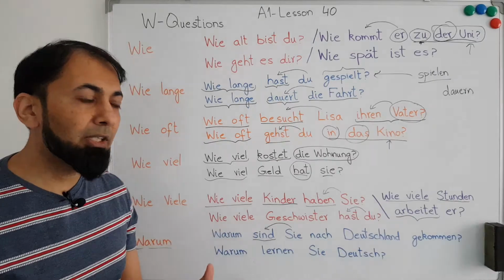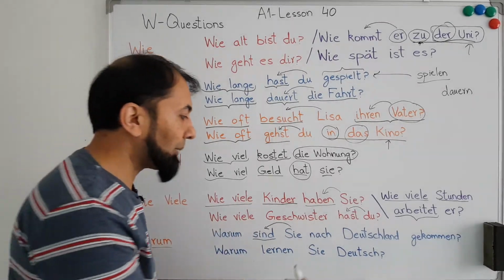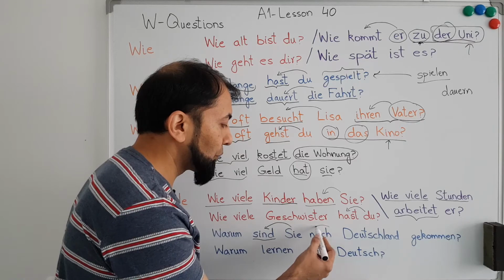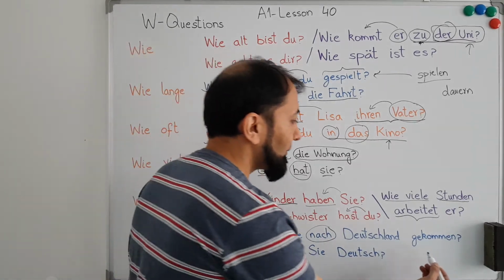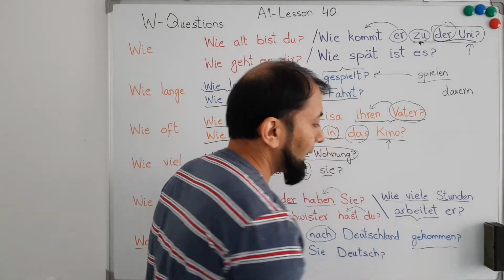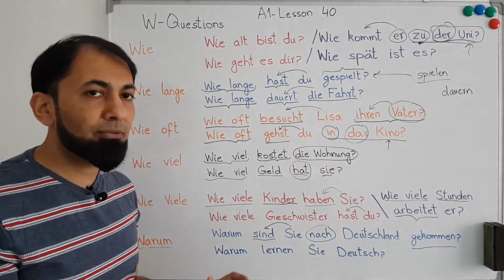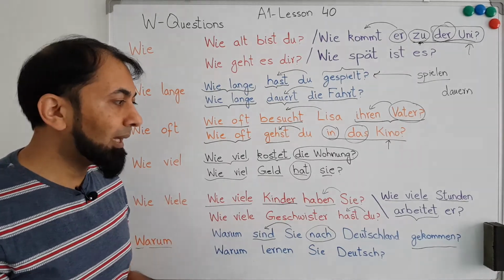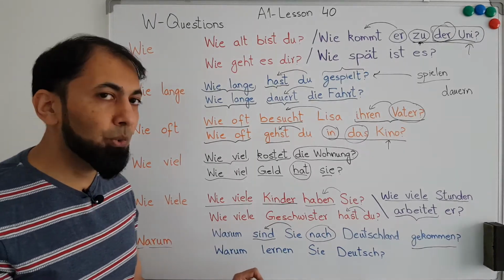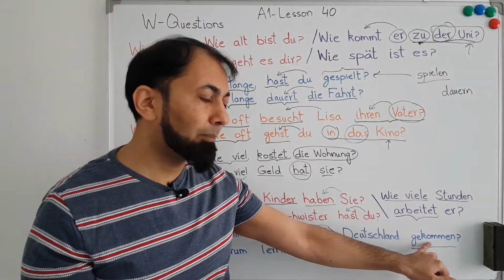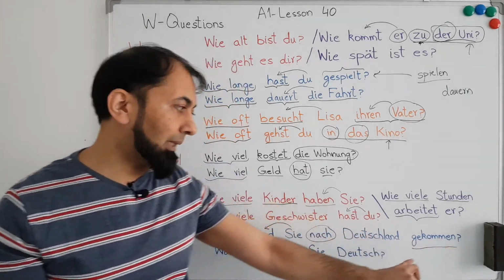Now, whenever we talk about traveling to some country, we use the preposition nach. Therefore, we have used nach for traveling to Germany, and here we have used gekommen, which is the Partizip zwei or perfect form of the verb kommen, which means to come. And we know that in all perfect sentences we have to use the Partizip zwei or the perfect form of the verb, and it always comes at the last position of the sentence.